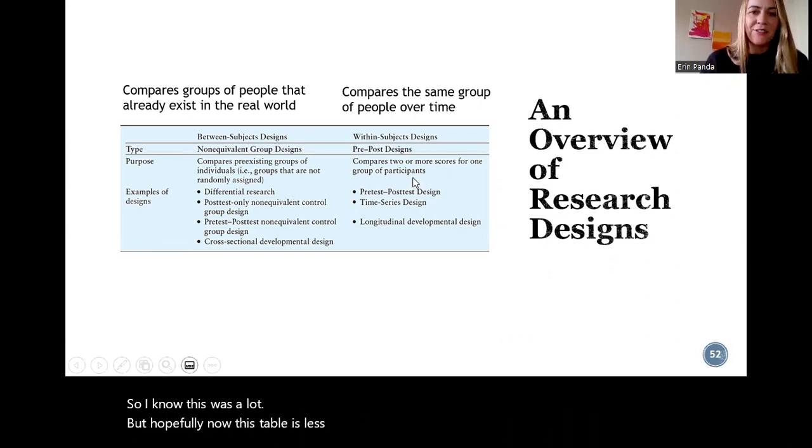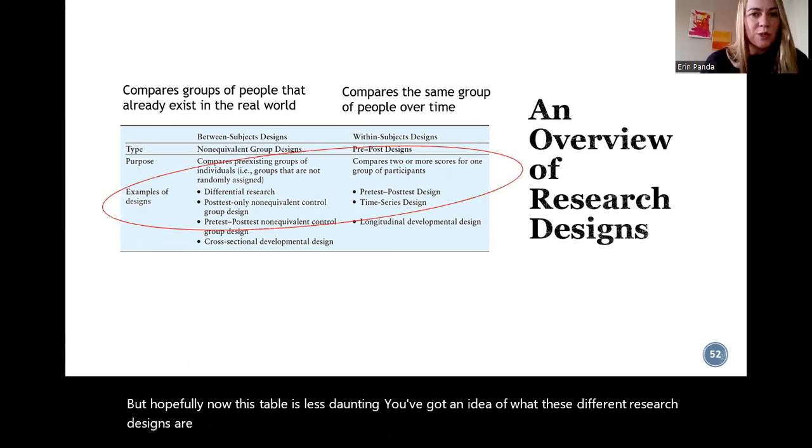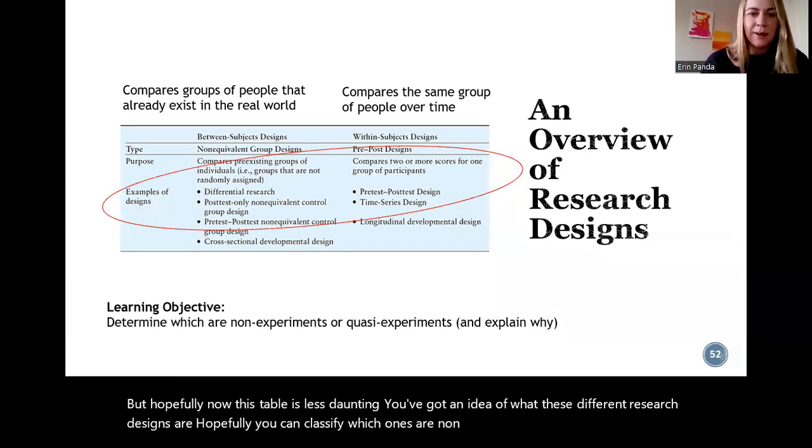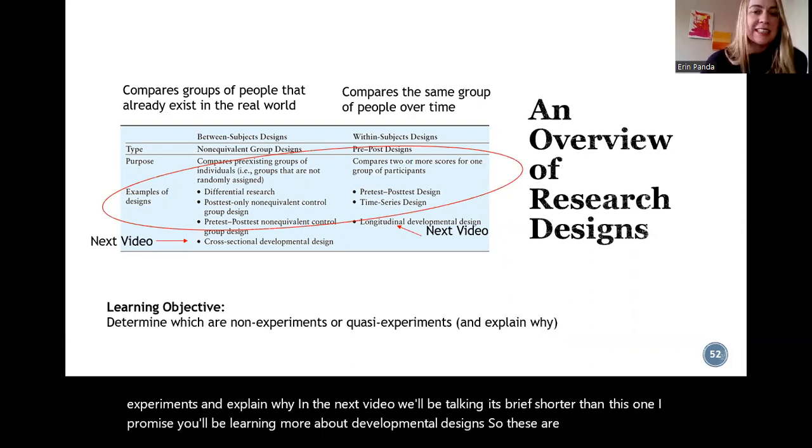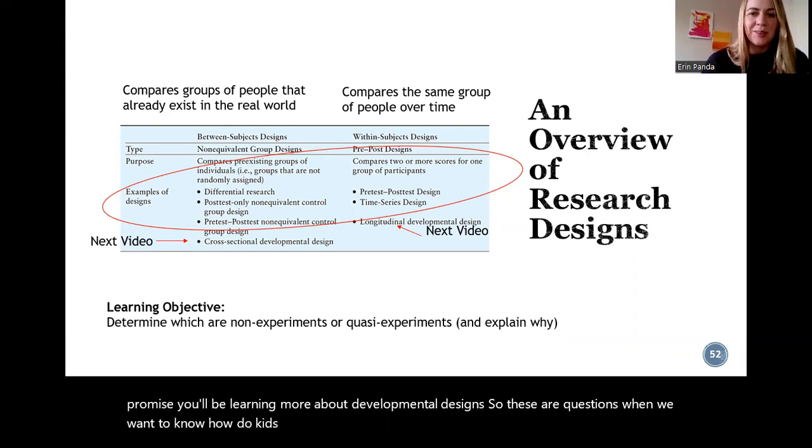So I know this was a lot, but hopefully now this table is less daunting. You've got an idea of what these different research designs are. Hopefully you can classify which ones are non-experiments, which ones are quasi-experiments, and explain why. In the next video, which is brief, shorter than this one, I promise, you'll be learning more about developmental designs. So these are questions when we want to know, how do kids differ or change with age?